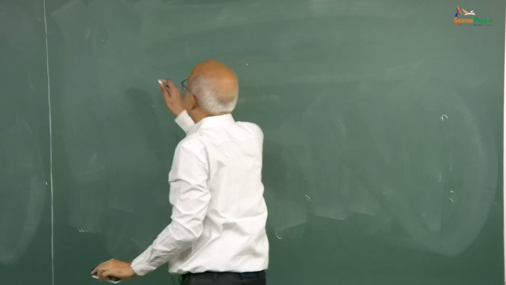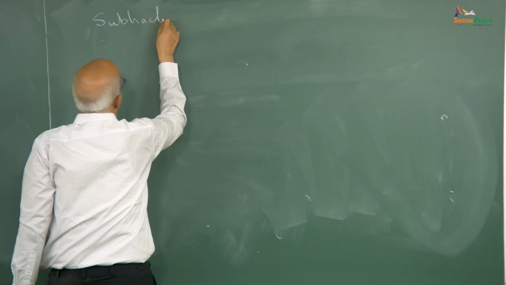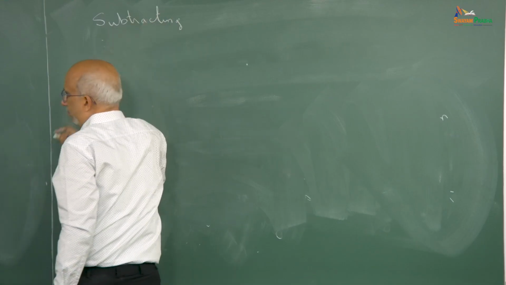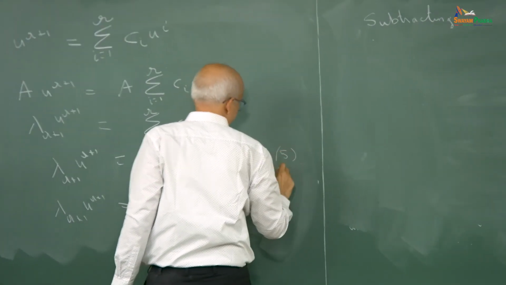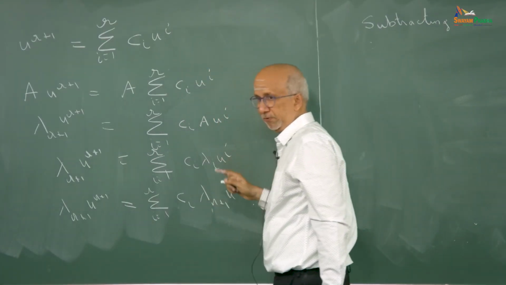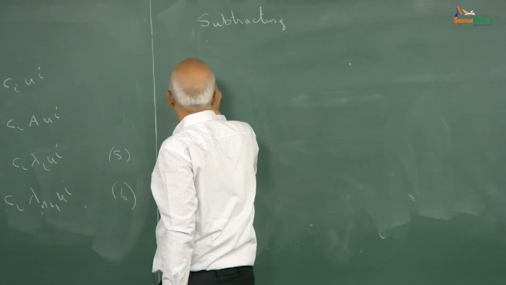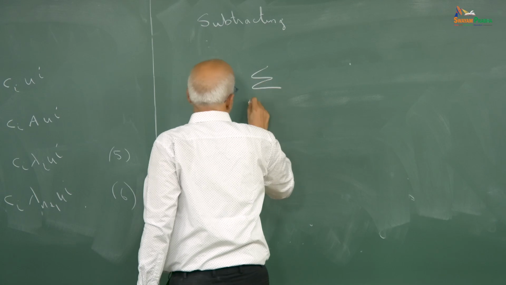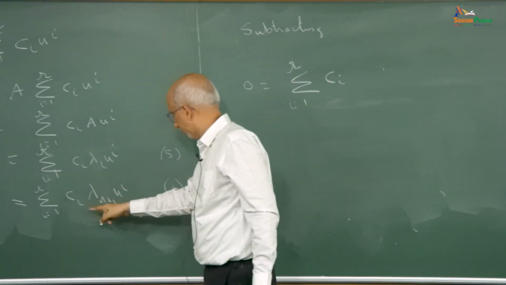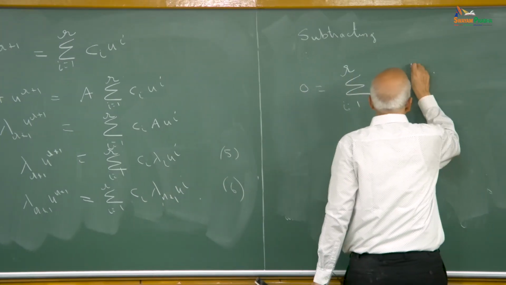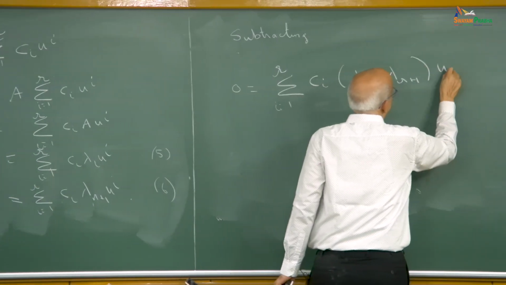So, subtracting, I have lost track of my equation numbers. So I think I will put 4 and 5 here. Or to be on the safe side, I will put 5 and 6. Do not ask me where is 4, okay. 5 and 6, I am subtracting these two. I get 0 equals sigma i equal to 1 through r Ci (lambda i minus lambda r plus 1) ui.